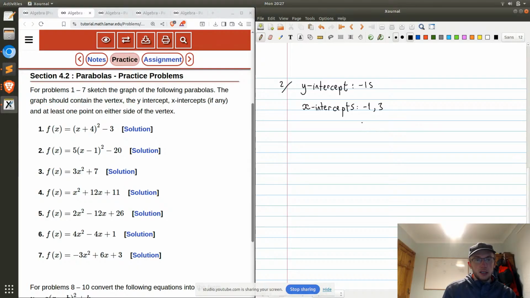But the vertex, that's a question. Right, so it's not just simply 1, -20. It can't just simply be that. So let's find out. All right. Okay, so expand.